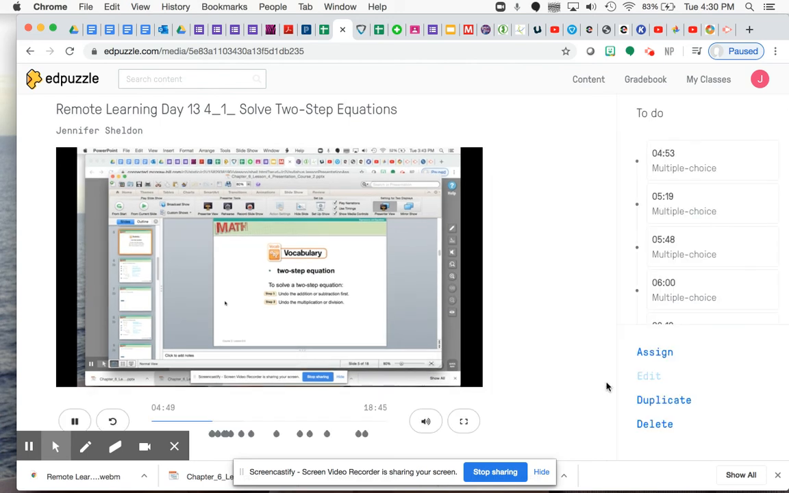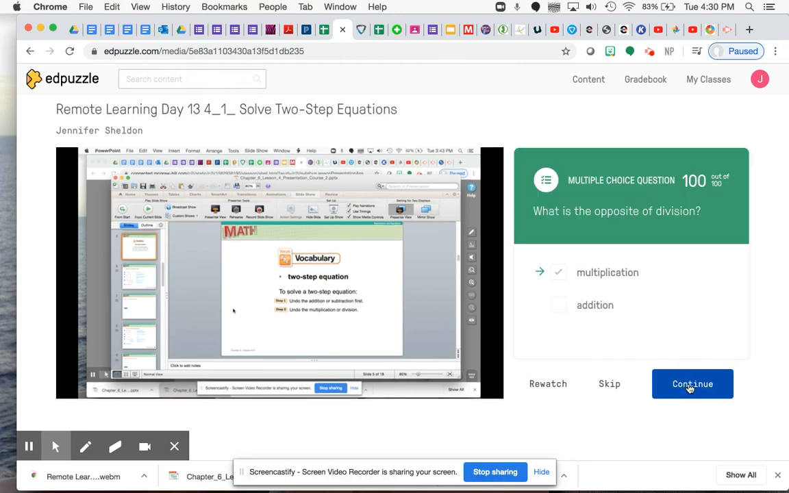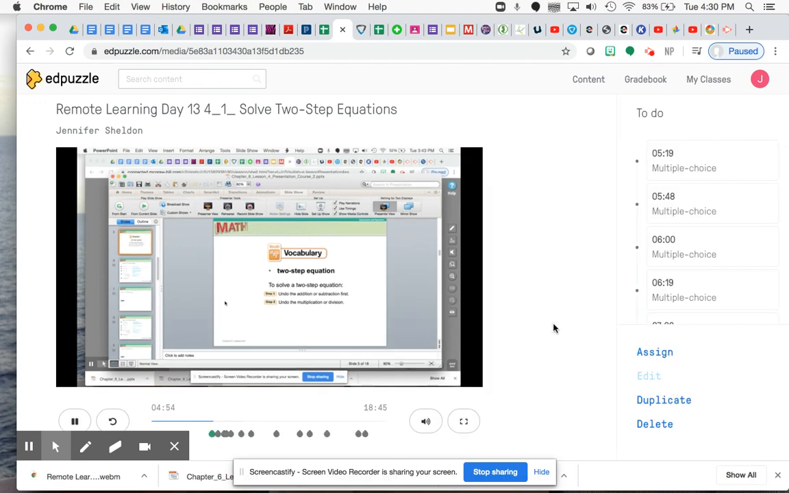I'm pretty sure it's going to tell you that you can't skip, just so you know. Then step two is to undo the multiplication or division. Then it's going to ask you what's the opposite of division. That's multiplication. Again, you're going to hit submit, and it'll keep going. Look at that, I'm rocking it. And then hit continue. This is where you're dividing by the number that is connected to the variable, and I'm going to show you that in the first example.